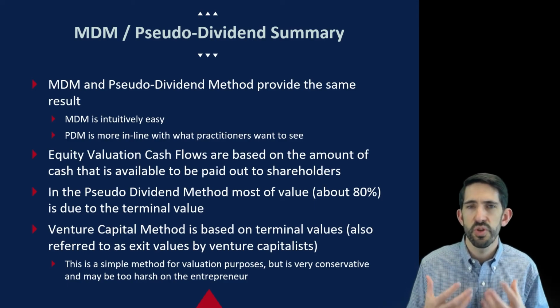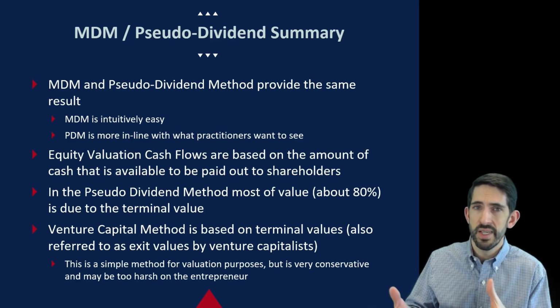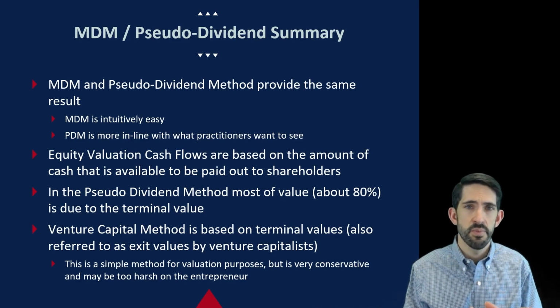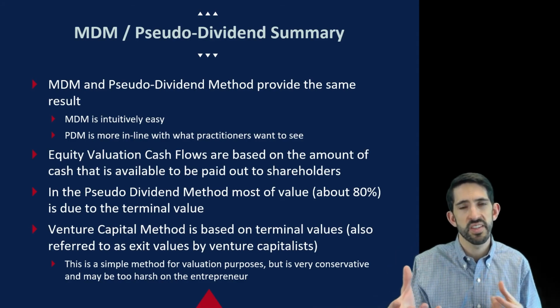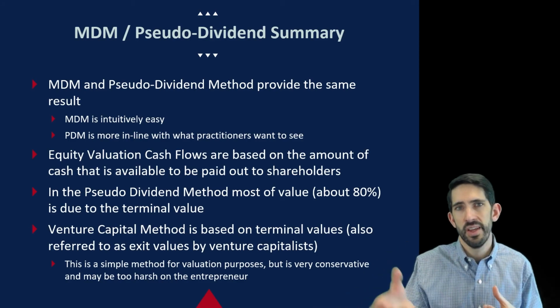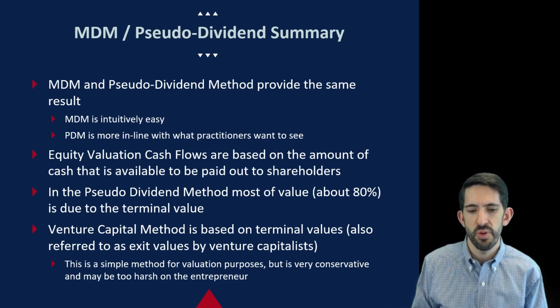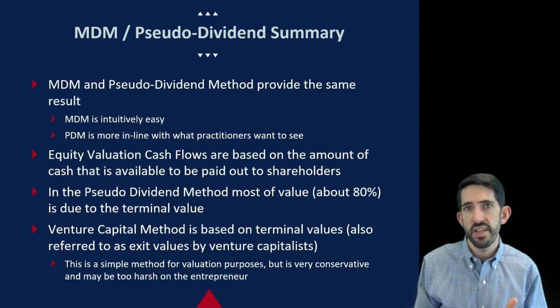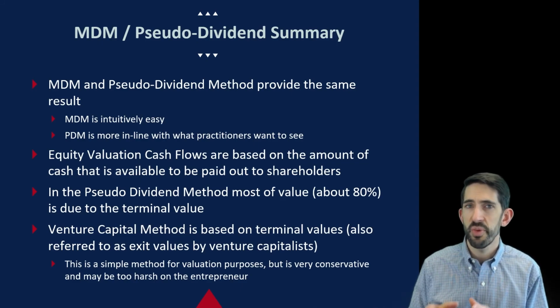Pseudo dividend method is really superior because it lets us make things look the right way. I introduced maximum dividend method to give you more of a conceptual basis for why we're doing this and how we get the same amounts from maximum dividend and pseudo dividend as far as our cash flows go. Now, in both the pseudo dividend and maximum dividend methods, most of the value of the cash flows, again, are coming from that terminal period.